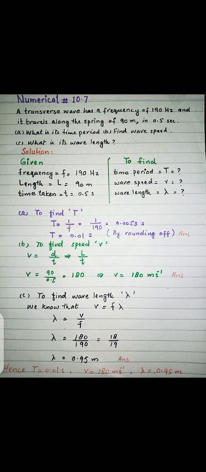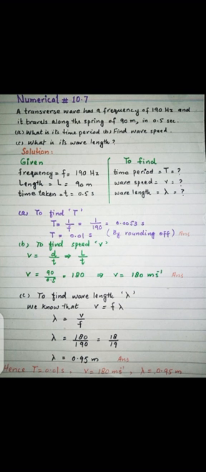Now first of all we are going to know about the time period. We know that time period is reciprocal to the frequency, so capital T will be equal to 1 over frequency. By putting the value of frequency, we get T equals 1 over 190. By calculating this, the answer is 0.0053 second. And when we round off this figure, the final answer of the time period is 0.01 second. This is the time period of wave.